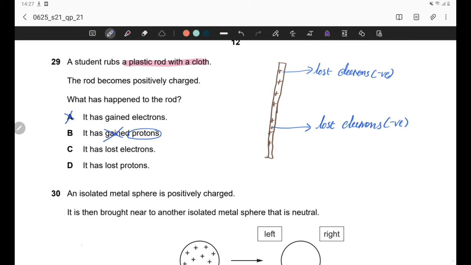Option C says it has lost electrons. That is correct. The electrons can move from one object to another object. So the rod has lost electrons, so the total charge of the rod will become positive. Option D says it has lost protons. As we have already discussed, protons can neither gain nor lose. They can stay only in the same place. Therefore, the correct answer is option C.